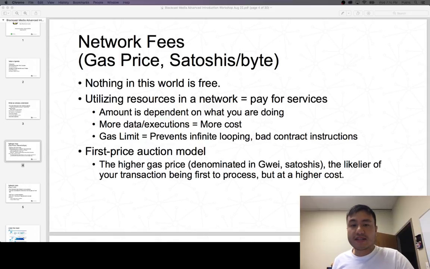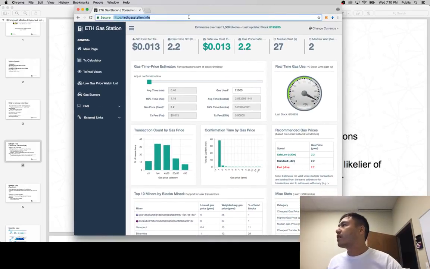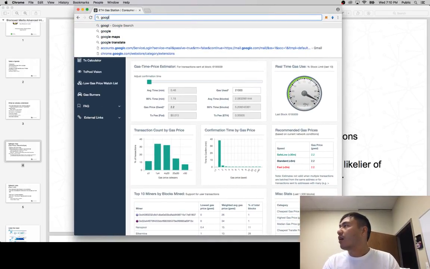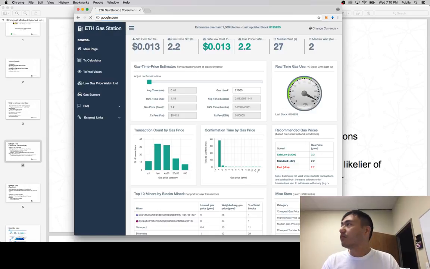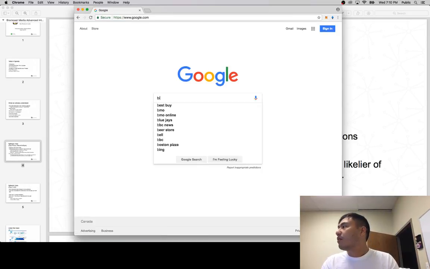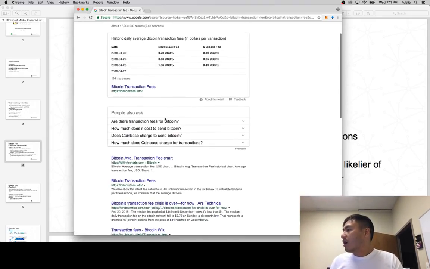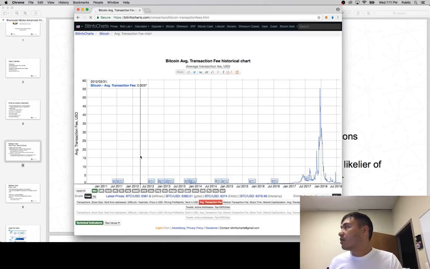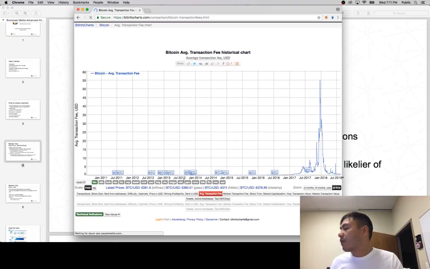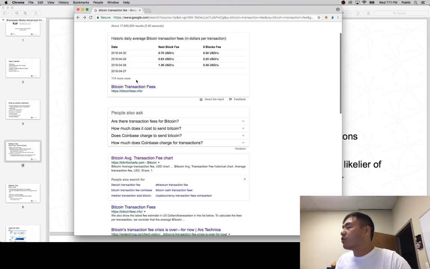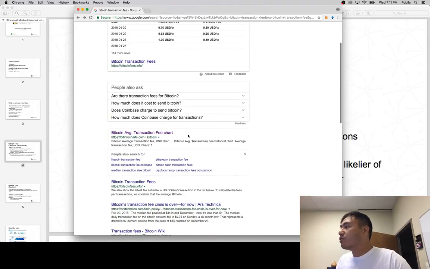For Bitcoin, it's quite similar. It's just you'll use another site. I believe if you just Google something like Bitcoin transaction fee, BitInfoCharts has one that will determine what the cost per Satoshi is right now to transfer Bitcoin from point A to another.